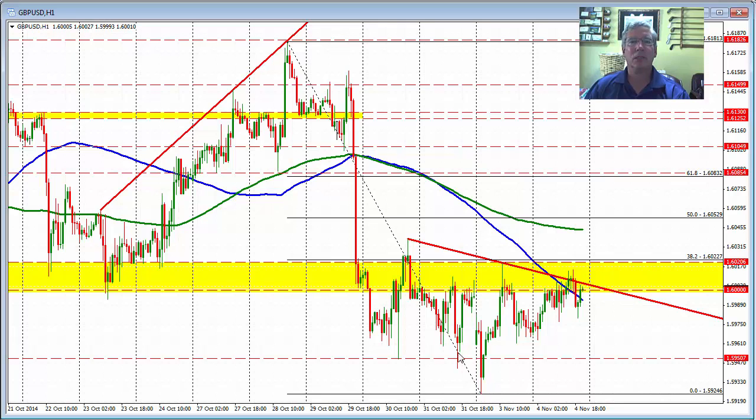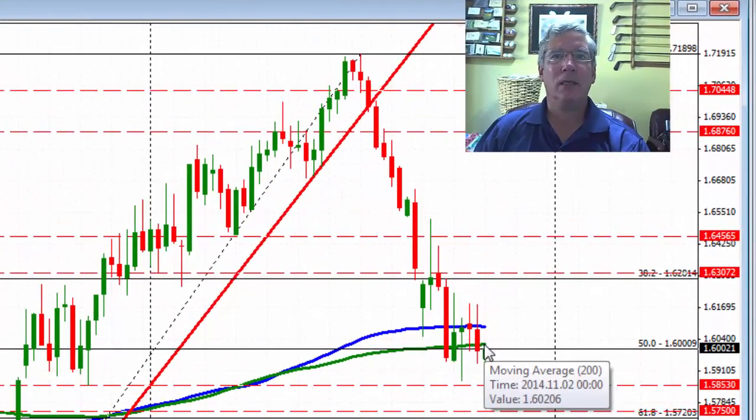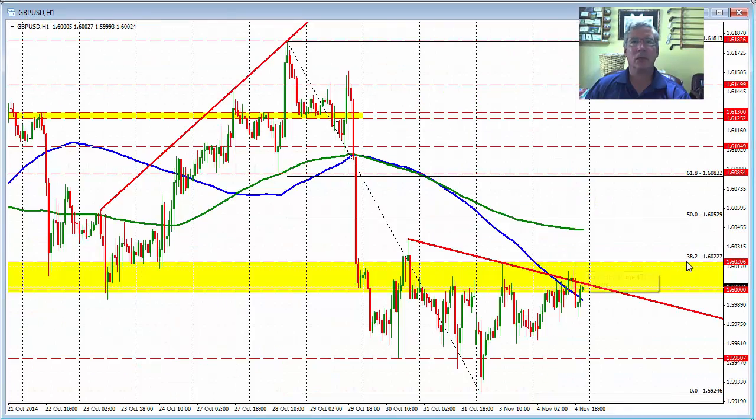We did move above the 160 level. That 160 level corresponds with the 50% retracement of the move up from the 2013 low to the 2014 high. The 50% retracement comes in at 160.09. And the 200-week moving average comes in at 160.20. Remember that 160.20 level, that's this level right here.